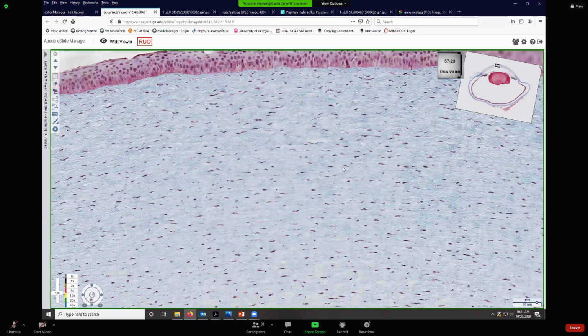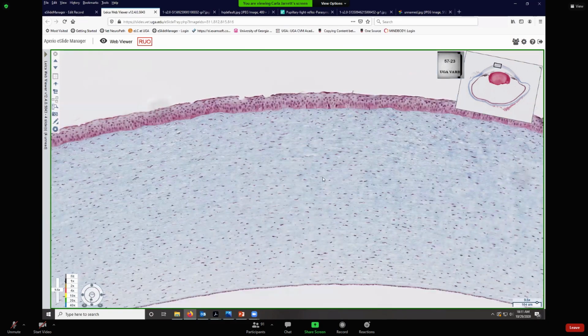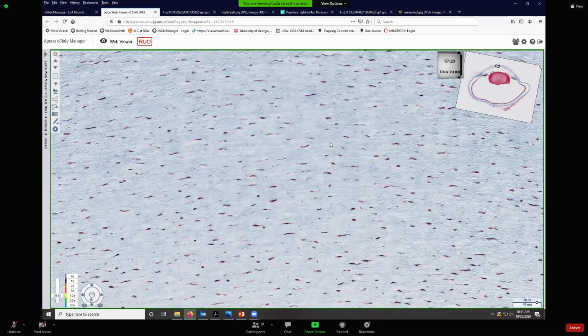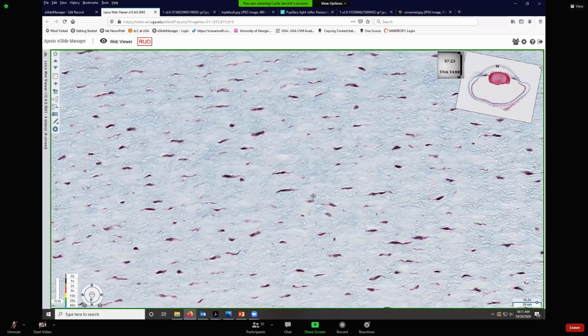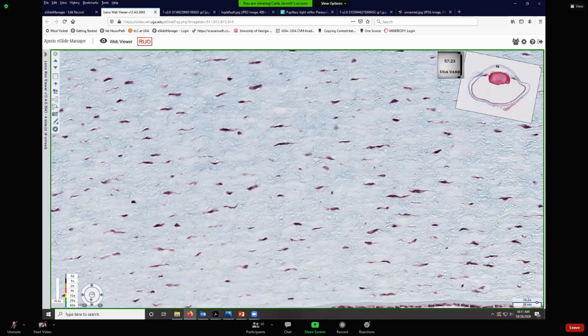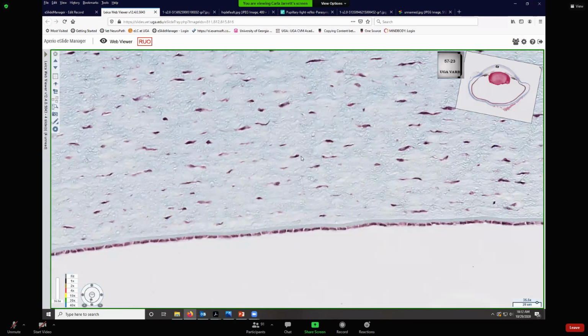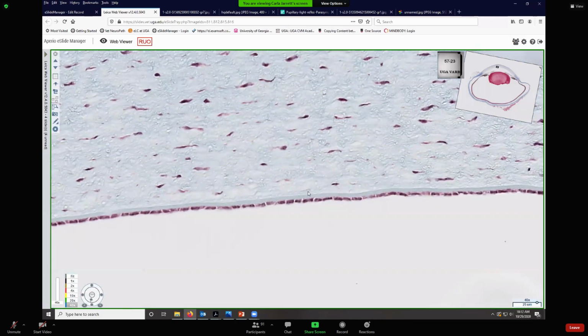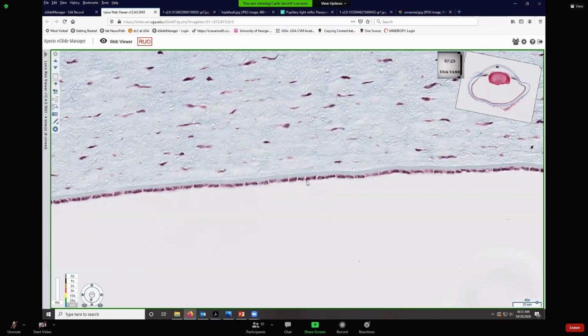All of these collagen fibers, of course, are all here in real life. So this is insane. That is what we call the stroma, and it has another basement membrane.